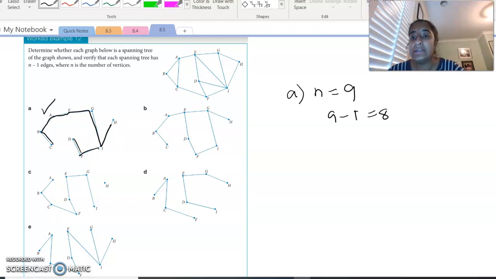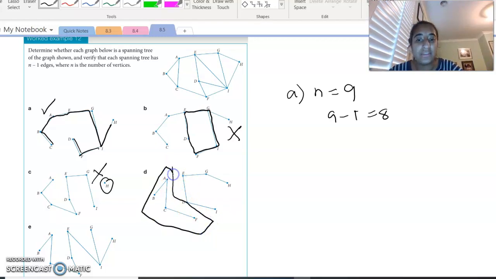All right, let's look at B. So if we're looking at B, straight away I can see here that there is a cycle. So straight away I know that that is not a spanning tree. If we look at part C, this H is not connected. So straight away there's an isolated vertex, which means this is not a spanning tree. If we look at part D, there is no connection between what I've just circled and this one over here. So straight away they're not connected. It's not a spanning tree.